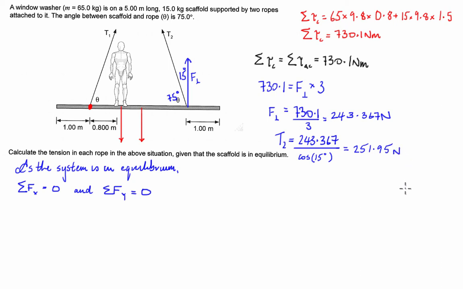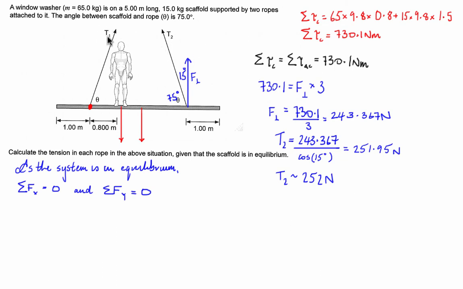newtons. Now, in the course in Western Australia where I live, you would have to present this answer in 3 significant figures. So you would then write that T2 is equal to, or approximately, 252 newtons. Okay, so now we've got T2.